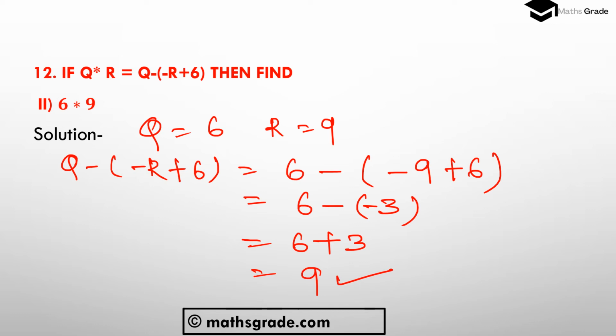So the value of 6 star 9 is 9, which is 6 minus of minus 9 plus 6. This is the equation: q star r is q minus of minus r plus 6. So 6 star 9 is 9.